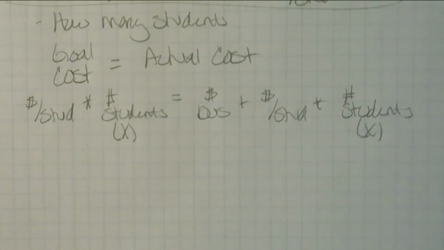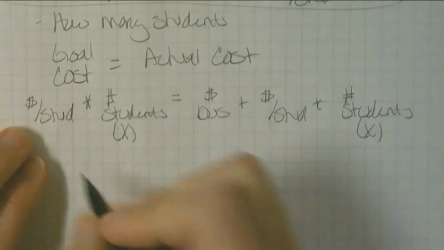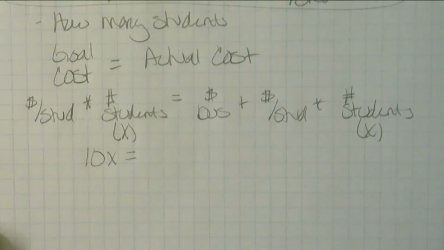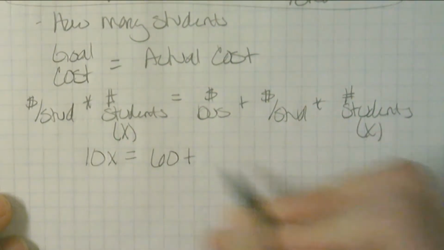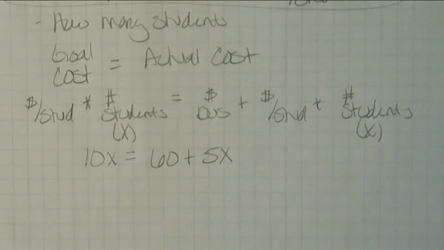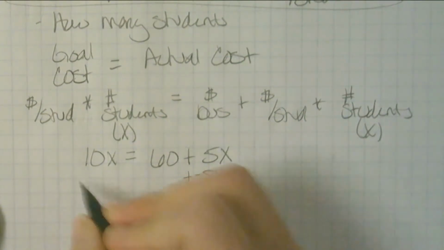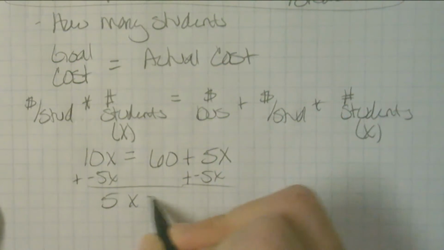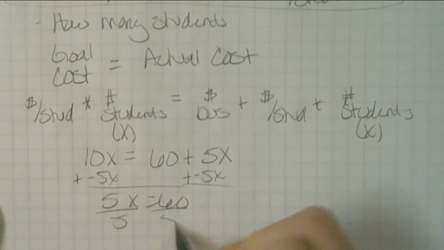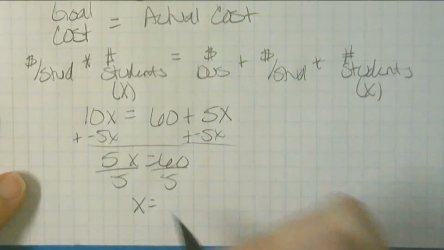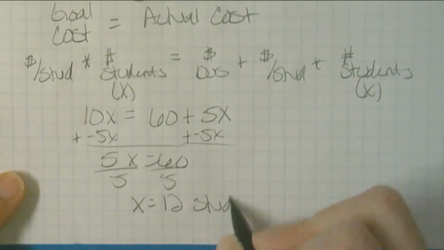Questions on this game plan? All right, so the cost per student times my number of students for my goal is 10x. The bus is $60, and the buffet itself is 5 times x. All right, I'm just going to go ahead and solve this. So I get 5x is equal to 60. So how many students can go? Sophia? Yep, 12 students.